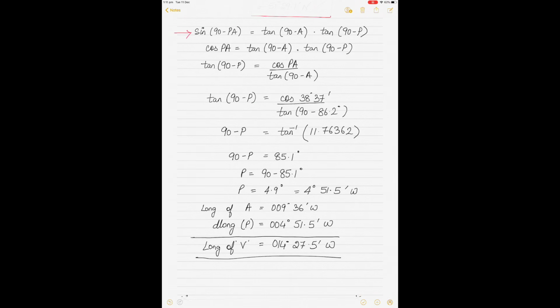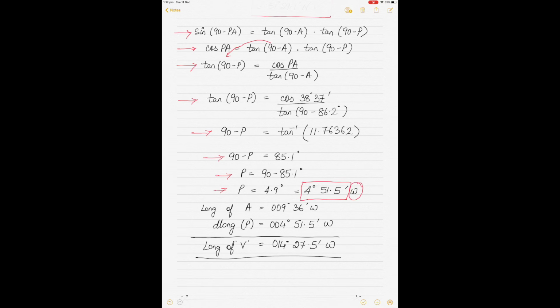So sine 90 minus PA then becomes tan 90 minus A multiplied by tan 90 minus P. You need to find angle P, so you need to do a bit of adjustment with the equation. Your known stays on one side, the unknown goes on to the other. Put in the values here as I have. Follow my prompts given here. What you should find out is P will be equal to 4 degrees 51.5 minutes.